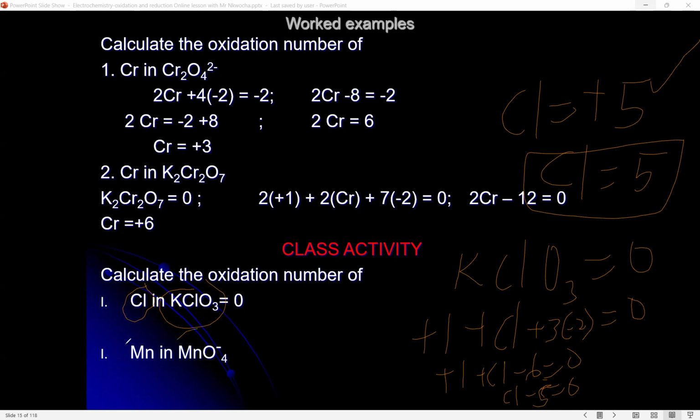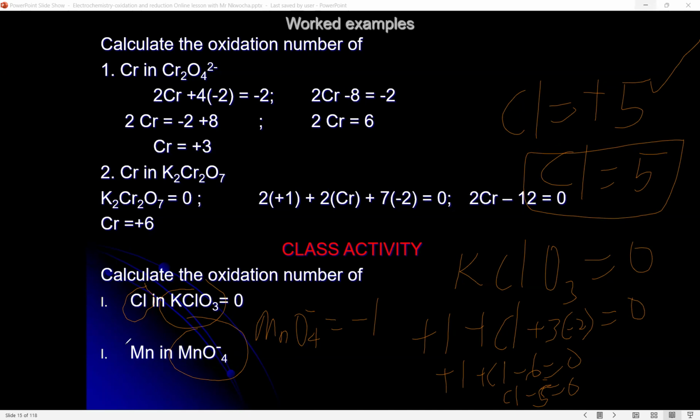Look at this compound, MnO4. They are asking us to calculate the oxidation state of Mn in the compound. Obviously, that means it has multiple oxidation states. Any element that they tell you to calculate, the original oxidation state in the periodic table does not count. It is the one in this compound that counts. So MnO4 is equal to -1 because the whole compound has a -1 charge. That -1 does not belong to us, it belongs to everybody. So that's why I'm equating it to -1.